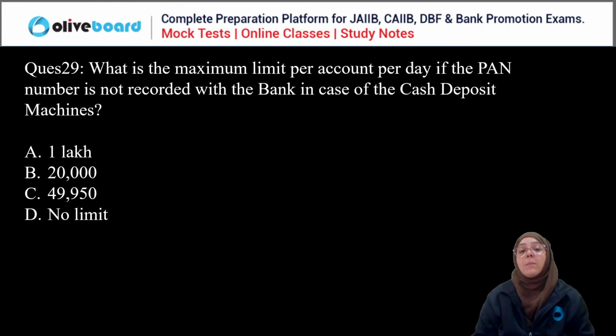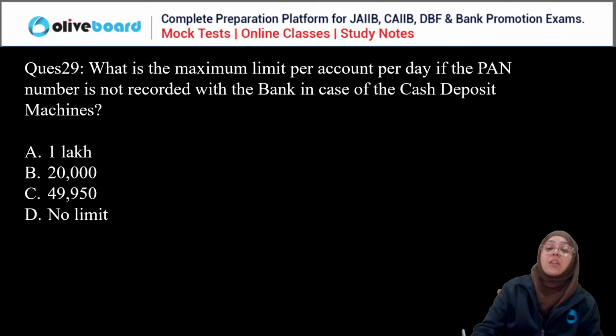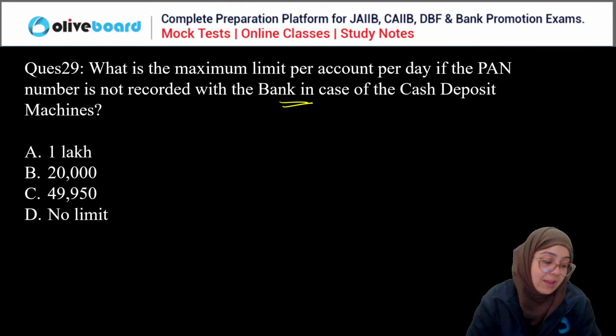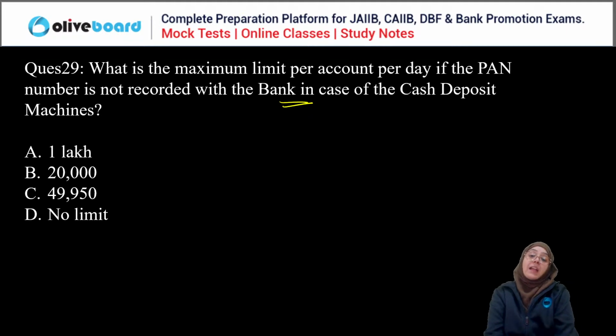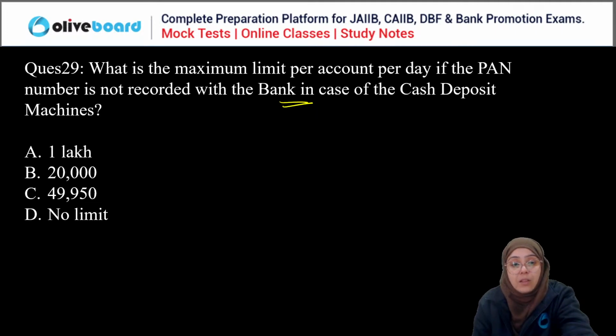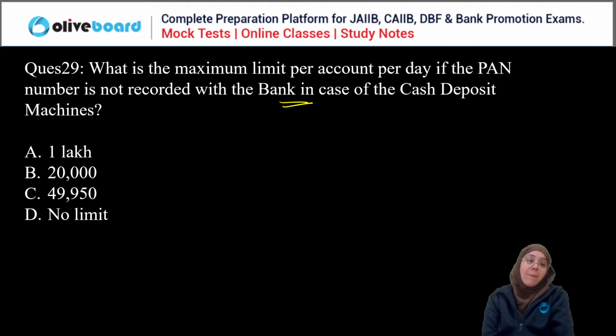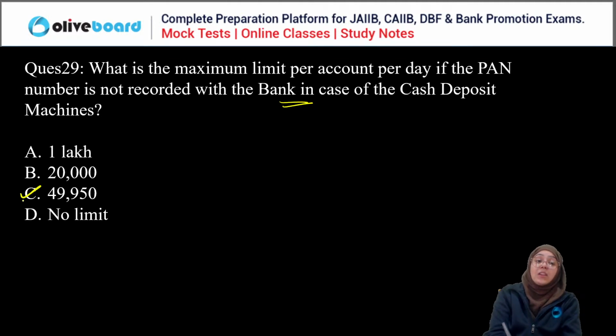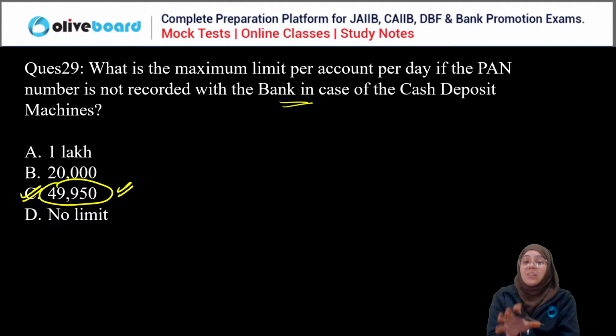Next question. What is the maximum limit per account per day if the PAN number is not recorded with the bank in the case of cash deposit machines? Everyone, if the PAN is not recorded, what is the maximum limit of the transaction? Yes, it is 49,950, right? So this is the maximum limit if the PAN is not recorded with the bank, right?